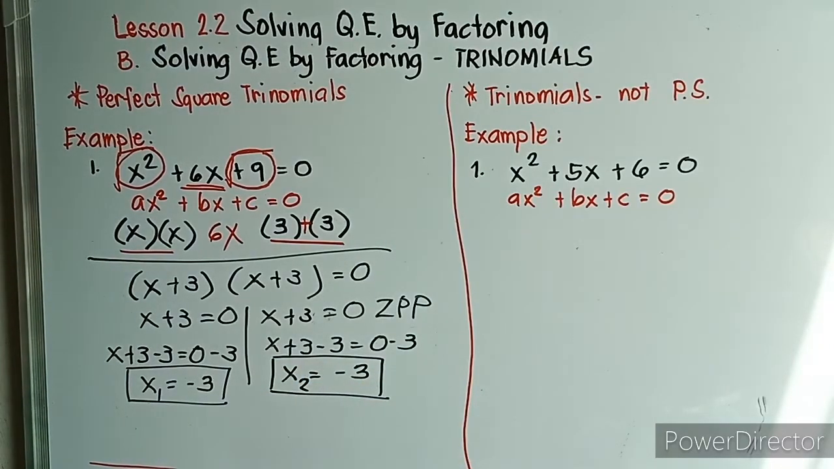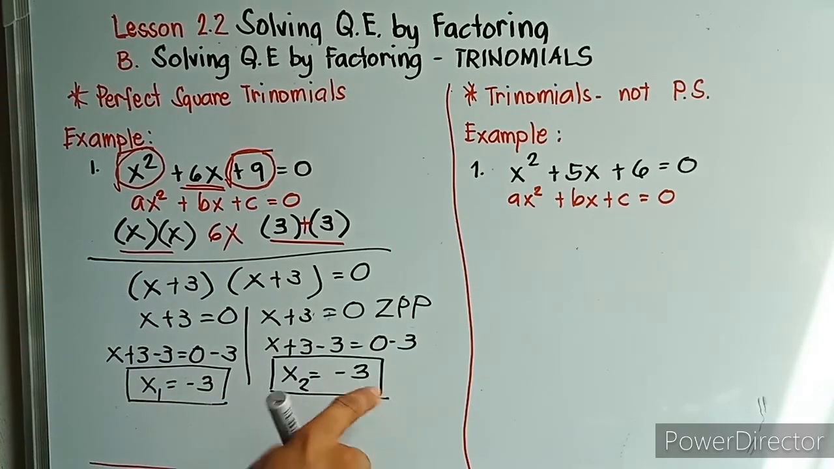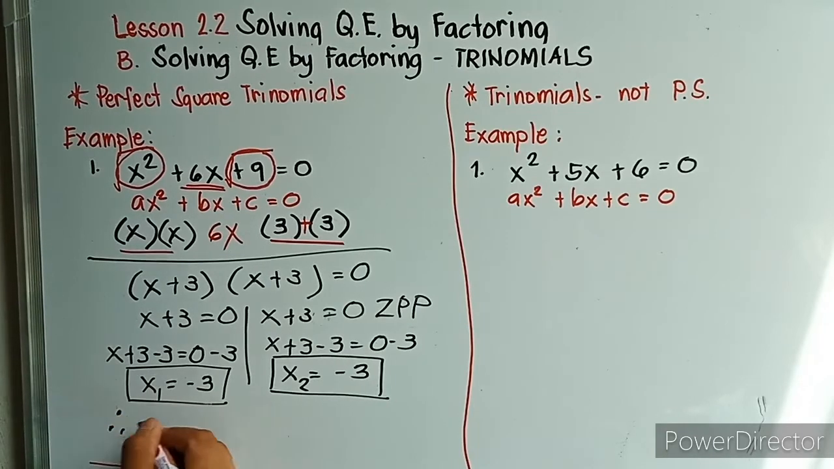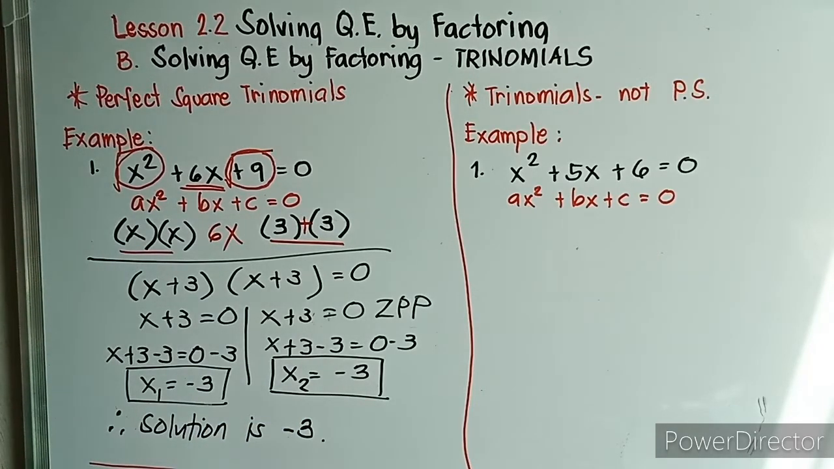So what did you notice in our solution? If it is a perfect square trinomial, our solution is only 1. Since x sub 1 is negative 3 and x sub 2 is negative 3, therefore our solution is negative 3. So there is only one solution, which is negative 3.